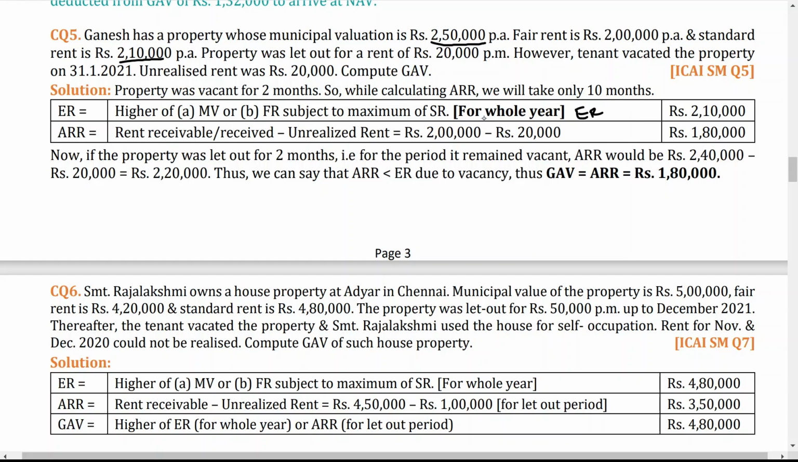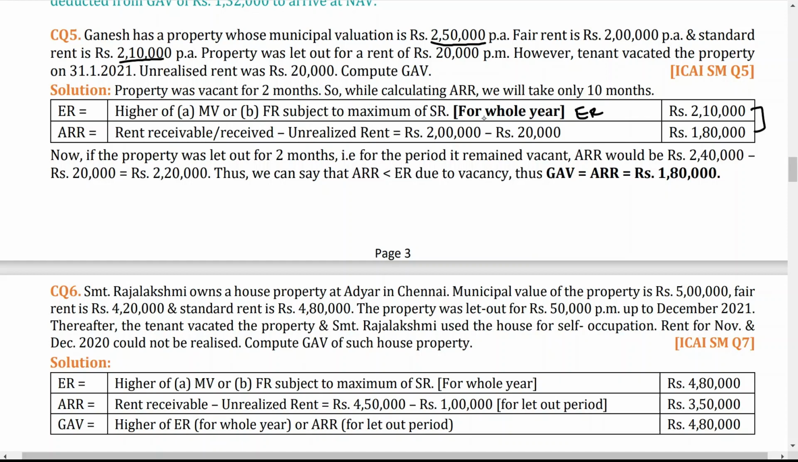So rent received is 2 lakh. How this 2 lakh? Because per month rent is 20,000 and it is let out. The property was vacated by the tenant on 31st January. That means if you count from April to January, you will get 10 months. So 10 into 20,000, 2 lakh, minus 20,000 unrealized rent, which is given in the example. So that you have to deduct. So 1,80,000. This is the answer.